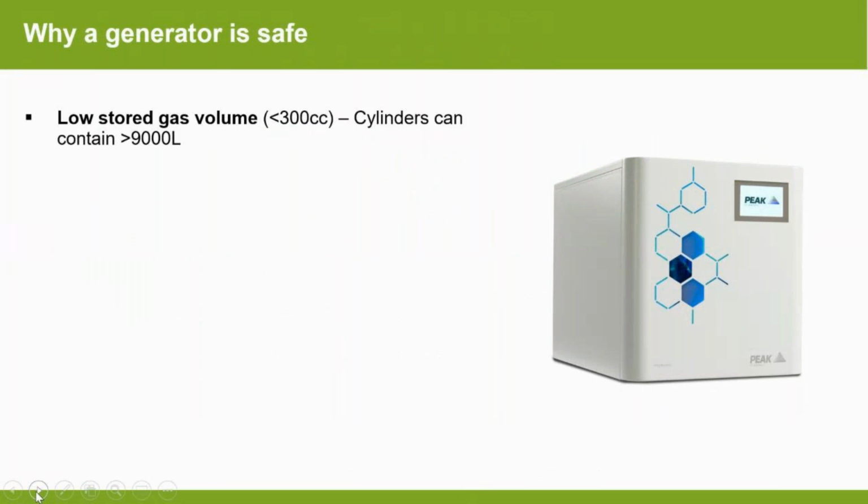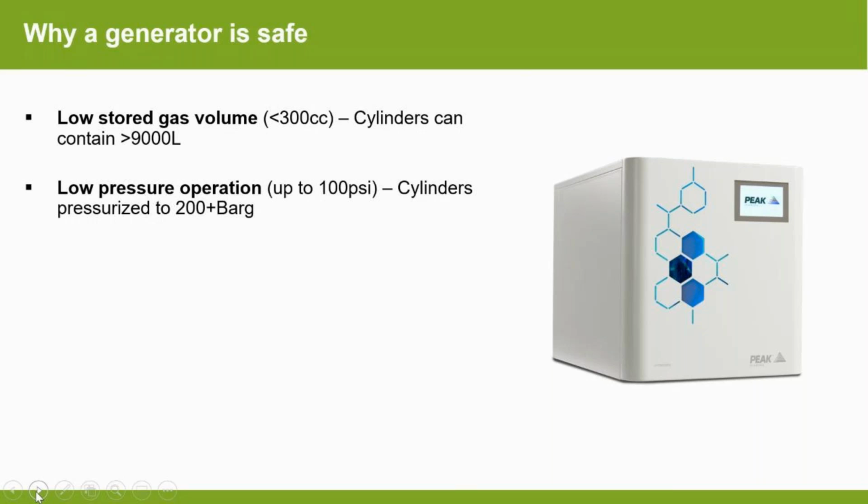So in terms of the highlights of why a gas generator is safe if we compare it to gas cylinders, first of all, a generator will have a very low stored volume. Our hydrogen trace systems contain less than 300 cc's of gas at any one time. If we compare this to a large gas cylinder, this can contain over 9,000 litres of compressed gas when it's full. So there's quite a difference there.